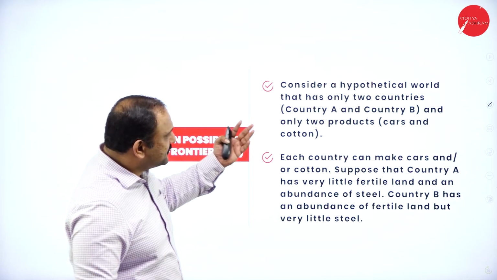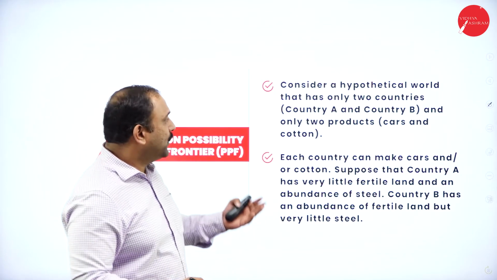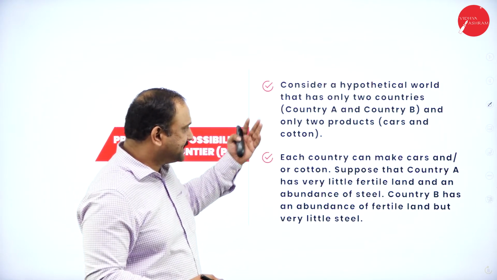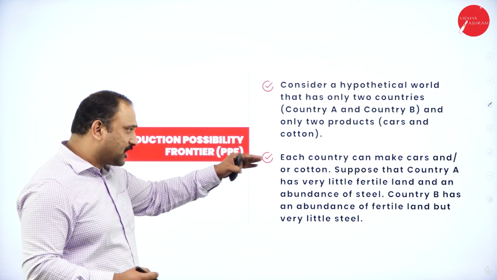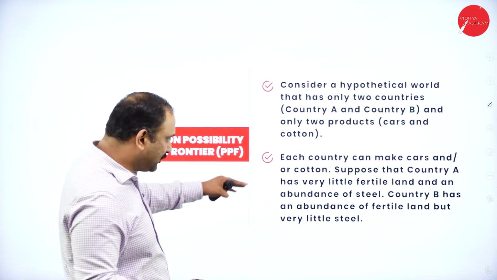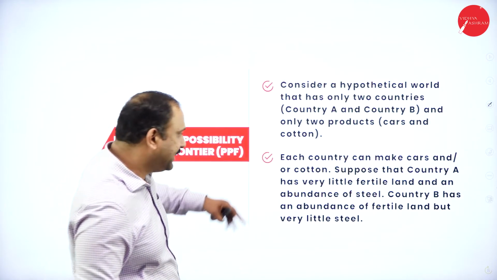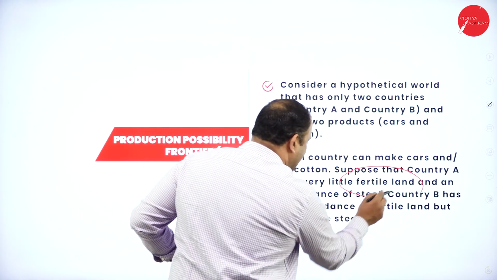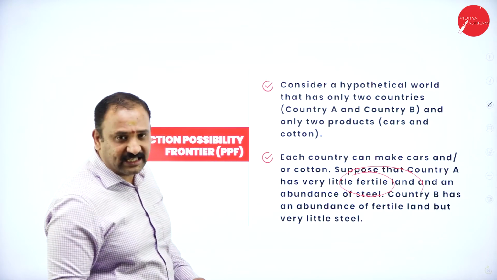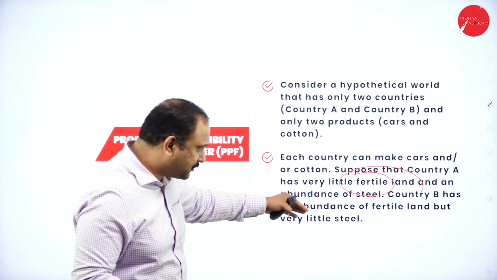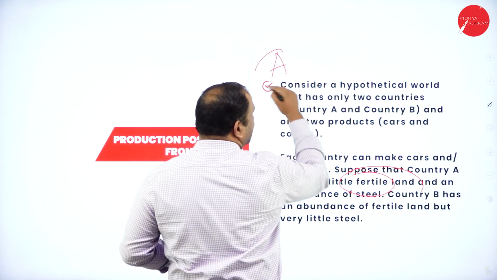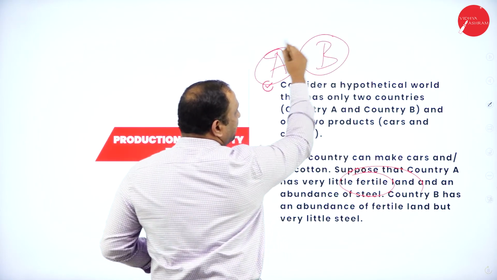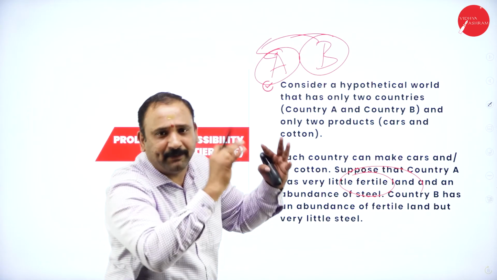Followed by, consider a hypothetical world where there are only two countries, A and B, and two products, cars and cotton. Now each country can make cars and or cotton. Suppose that country A has very little fertile land and an abundance of steel, and country B has an abundance of fertile land but very little steel. Now you can look here, both of them have a complementary factor, A over B and B over A.